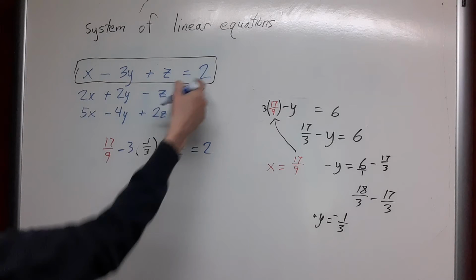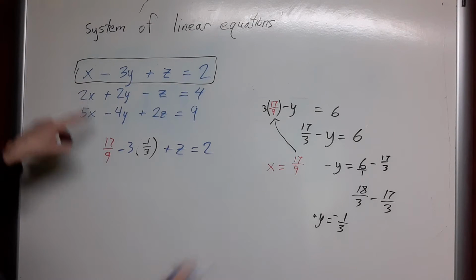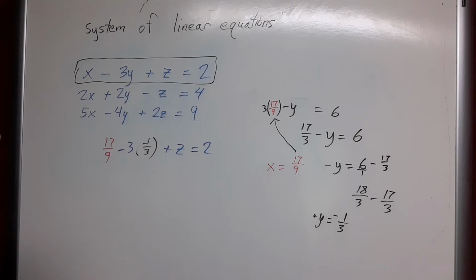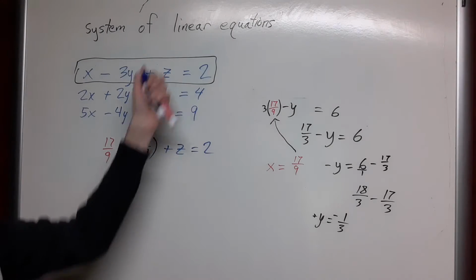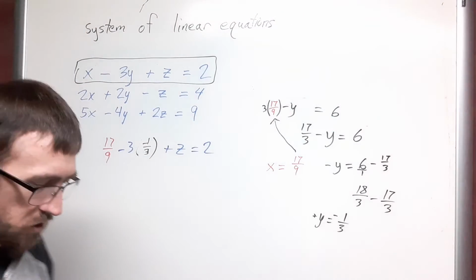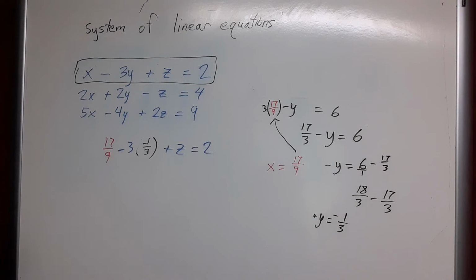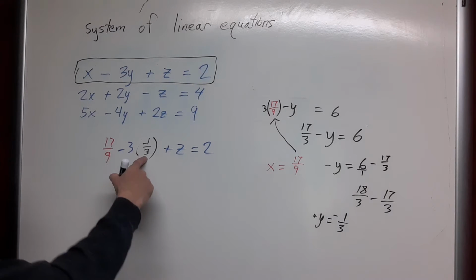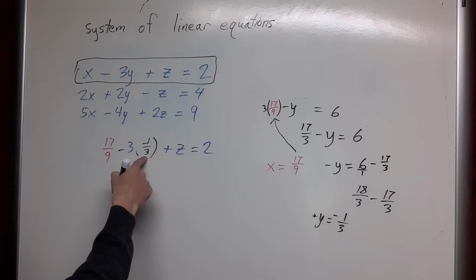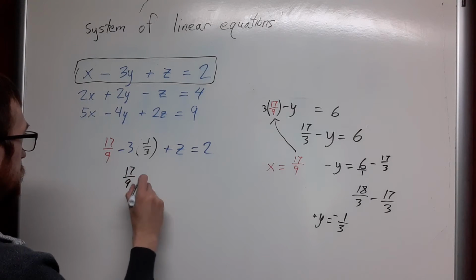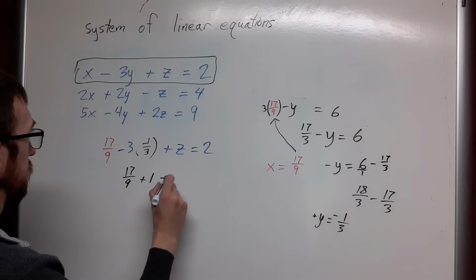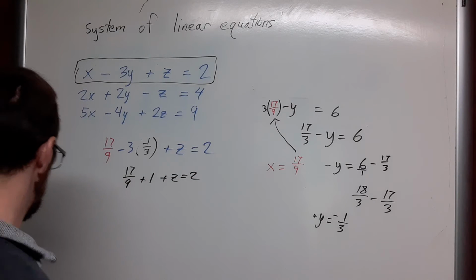So I've just taken this top line, substituted in the x that I found, the y that I found, and z is my unknown. If I solve this, I will have the ordered triple that I need to make this true for each equation. And so we're just going to run through this. Negative 3 times negative 1/3 is going to give us a positive 1. So that's very convenient for us. So we have 17/9 plus 1 plus z equals 2.